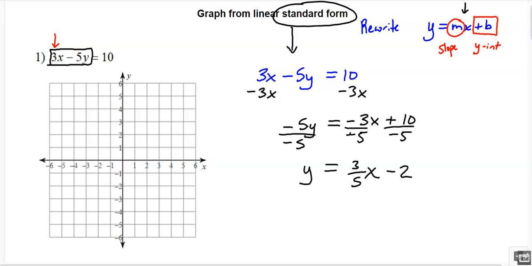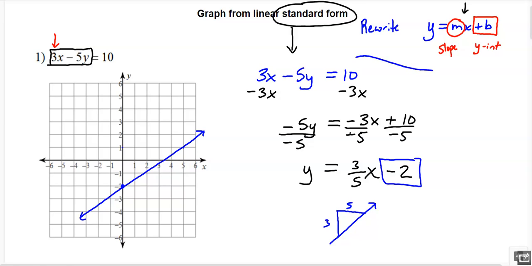Well, now it's much easier to graph because I have my y-intercept, which I can put on the graph. That's my starting point. And now since my slope is positive, I'm going to be increasing from left to right. And the 3 is my vertical direction, and the 5 is my horizontal direction. So I'm going to go up 3 over 5, and that line is going to live right there. So that's one way. This way is just kind of referred to as rewrite it in slope-intercept form, aka solve for y.